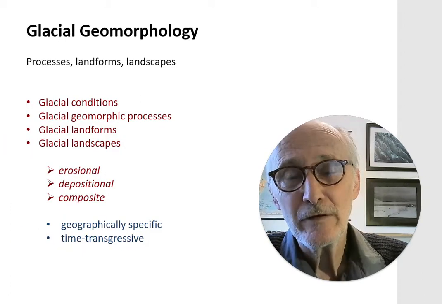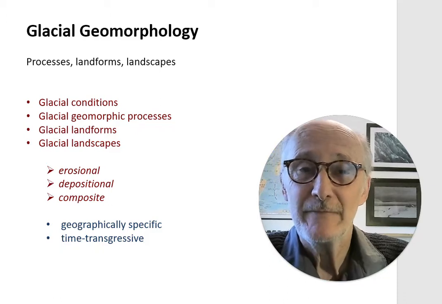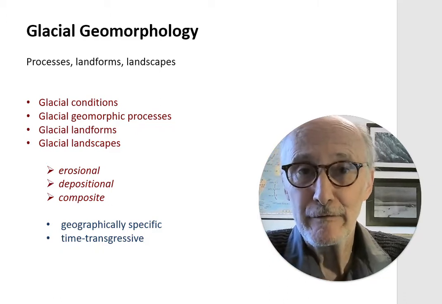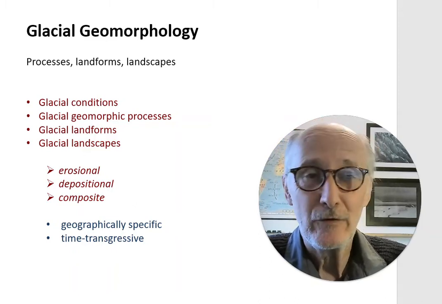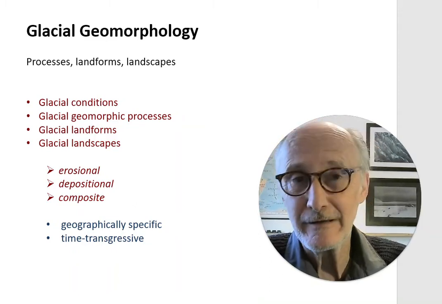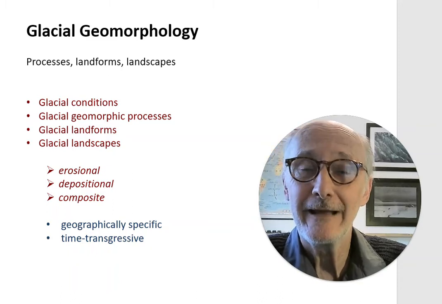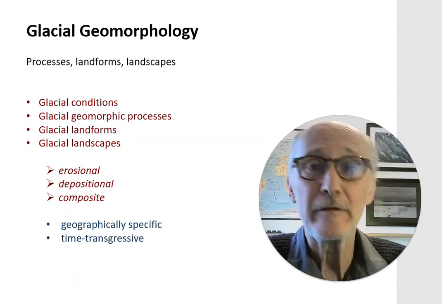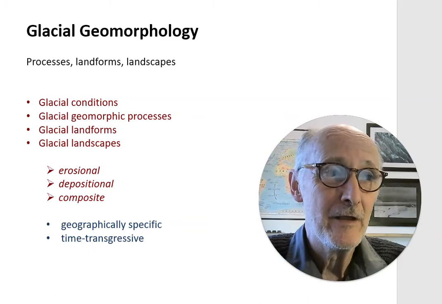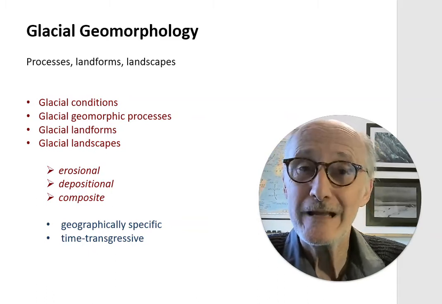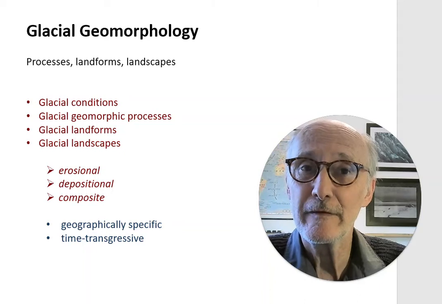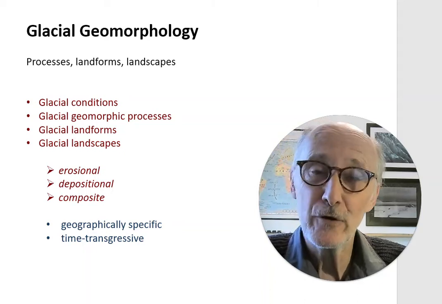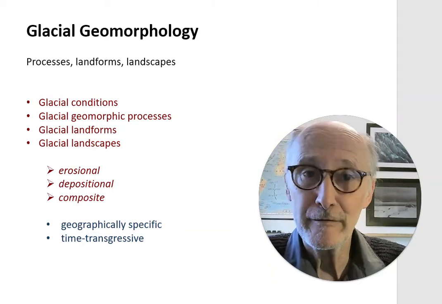In the first video we talked about Glacial Geomorphology being the story of processes, landforms and landscapes in glacial environments. We talked about the way that glacial conditions determine the processes that go on and how those processes control the landforms that then go to make up the landscapes. We also talked about the fact that you can reconstruct former glacier characteristics on the basis of the landforms that they leave behind, whether they be erosional, depositional or composite landforms.